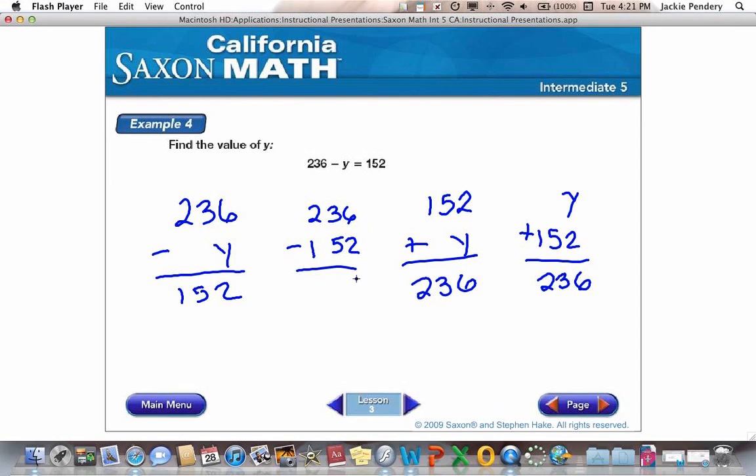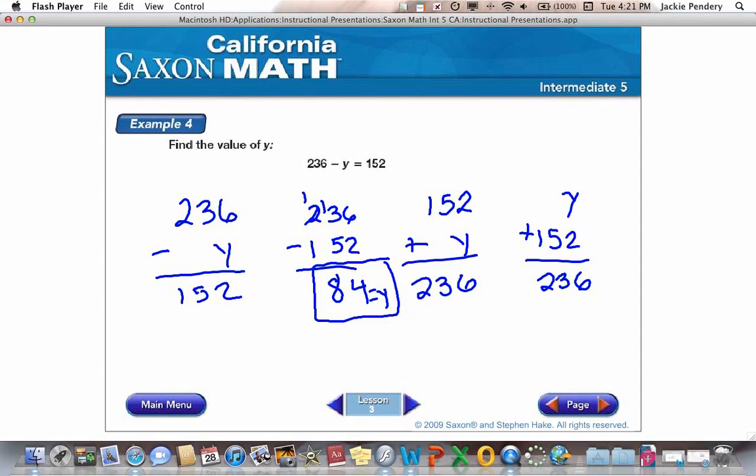Okay, 6 minus 2 is 4. I can't do 3 minus 5. I have to borrow from the 2. It becomes a 1. This becomes 13. 13 minus 5 is 8. So y equals 8. So there is my answer.